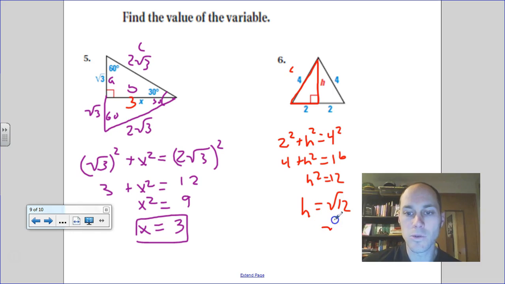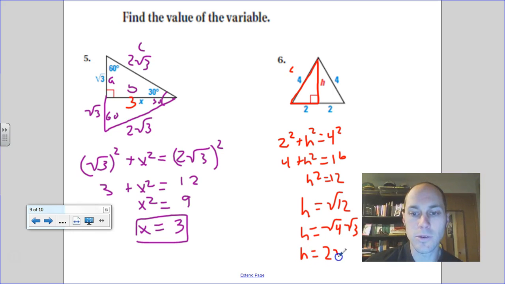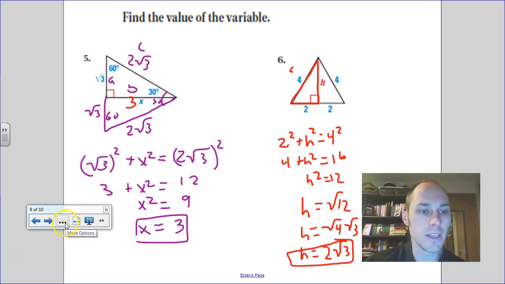So we can break that into square root of 4 times square root of 3. And square root of 4 is 2. So we have 2 times the square root of 3. And we see that pattern resulting. Shorter leg times 2 gives us the hypotenuse in the 30, 60, 90, and shorter leg times square root of 3 gives us the longer leg. So you get some practice with that in your assignment.